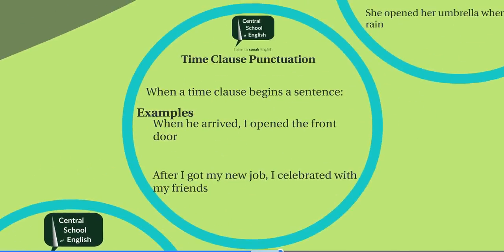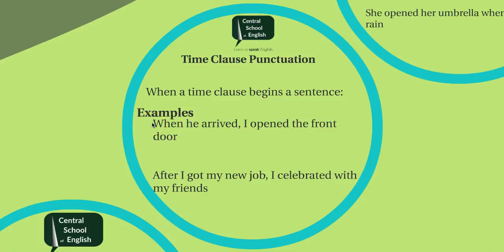When a time clause begins a sentence, we separate the dependent clause from the main clause using a comma. Let's look at some examples. In the first example, "When he arrived, I opened the front door." This sentence begins with the time clause connector "when."